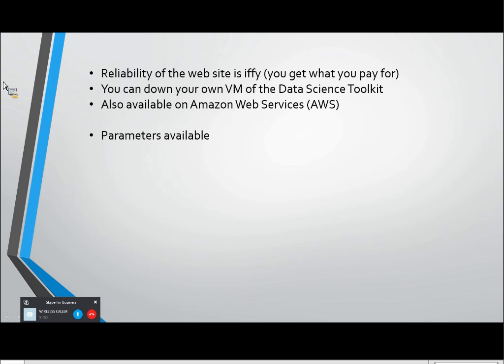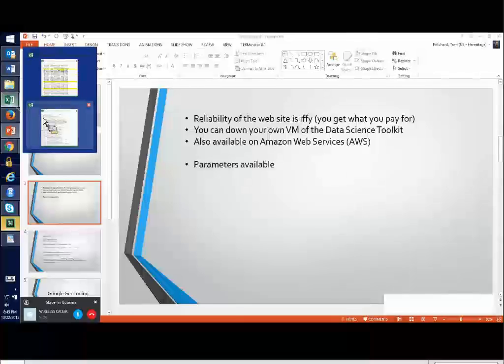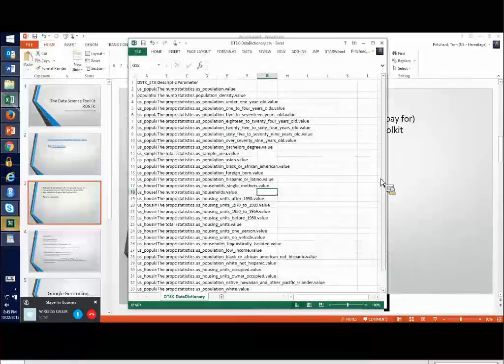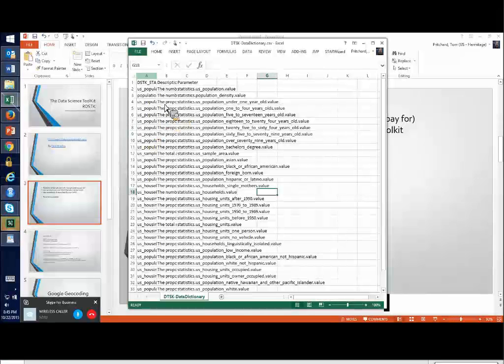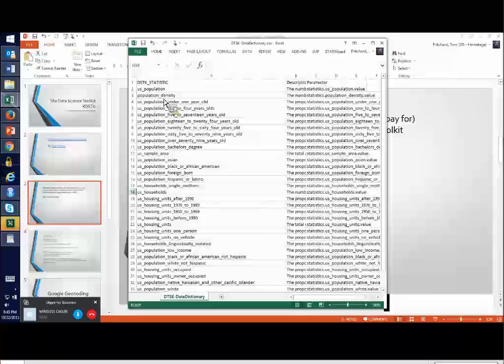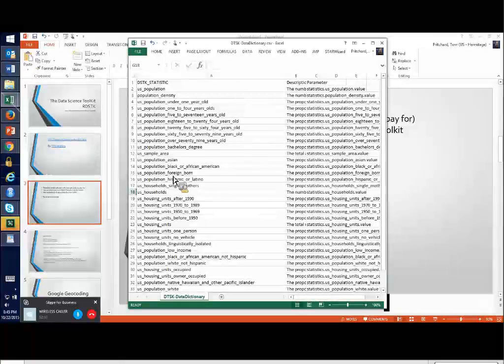So I want to show you what parameters are available here. I'm going to go back and forth. The Data Science Toolkit has a lot of demographics popped into it, and just some of the parameters you can get from it. I want to see if I can expand this out a little bit. Population density, under 1 year, 1 to 4, 5 to 7. You can get population that are Asian, Black, African, foreign.